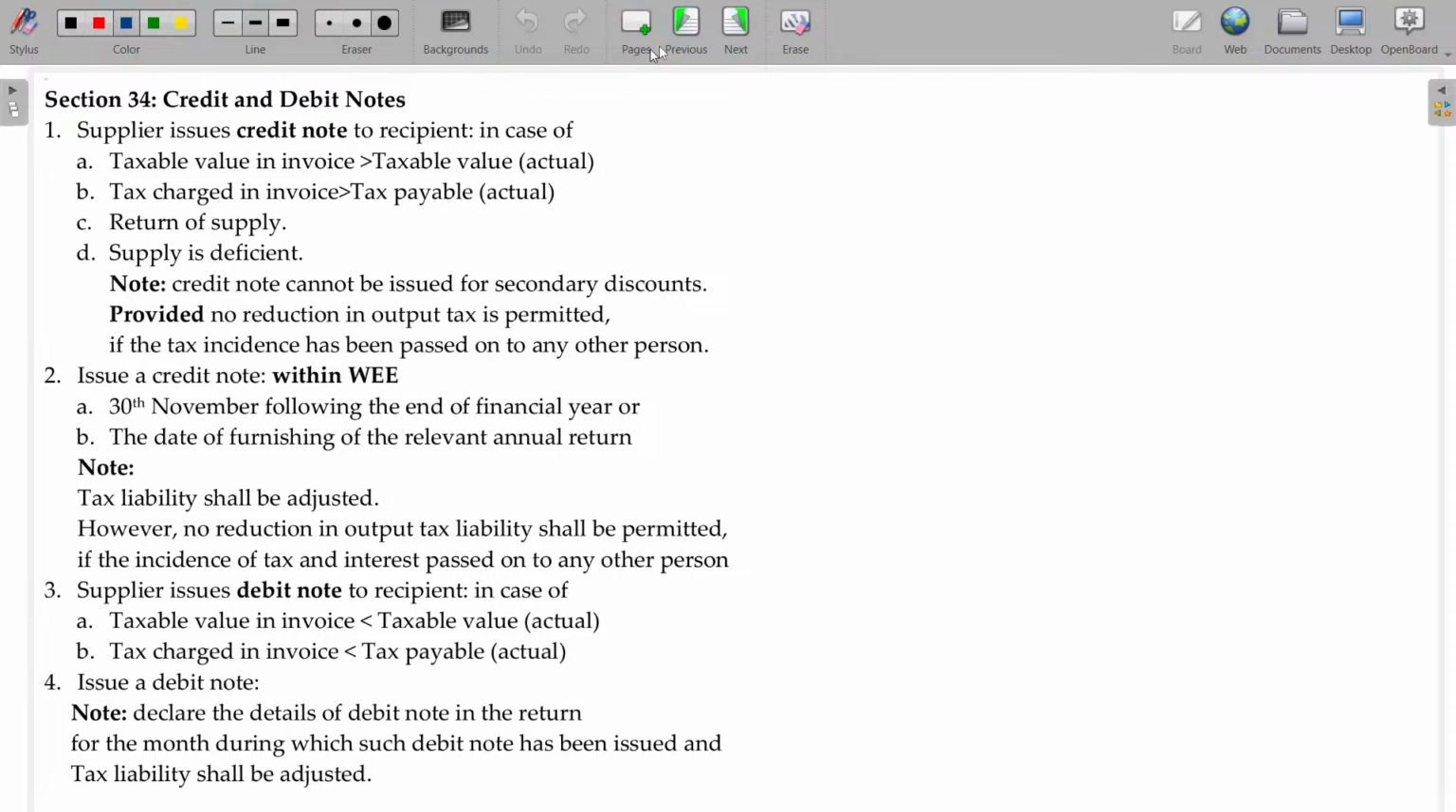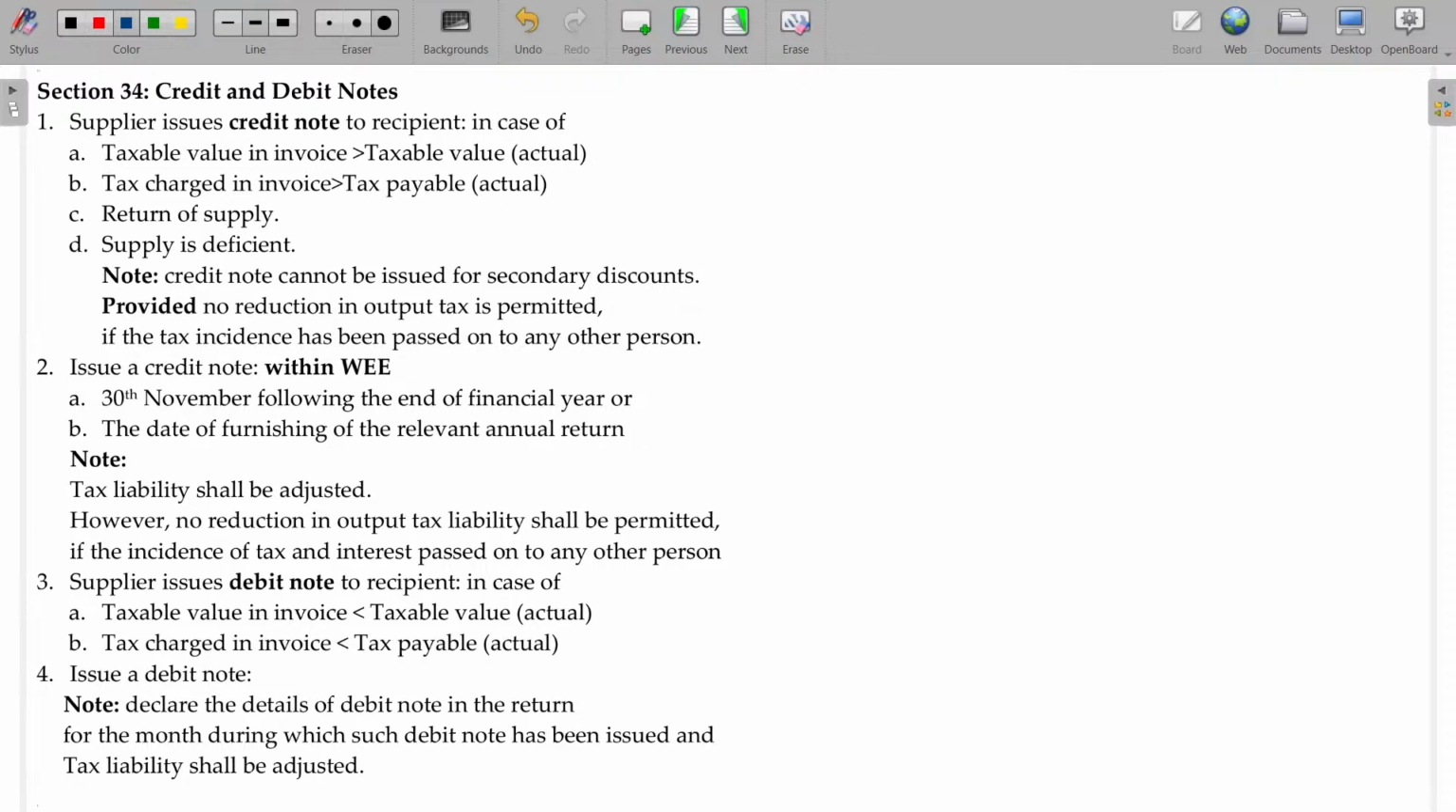So we'll now discuss the credit and debit notes. Credit and debit notes. Okay. Section 34.